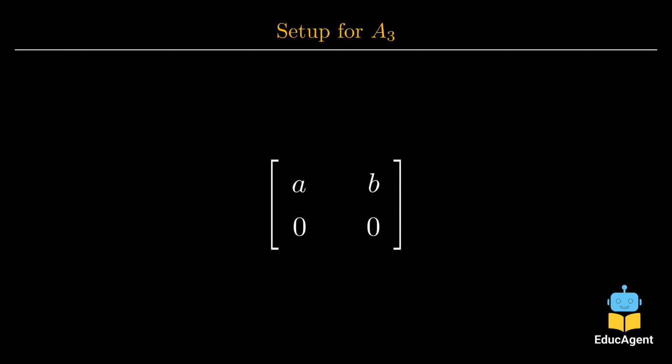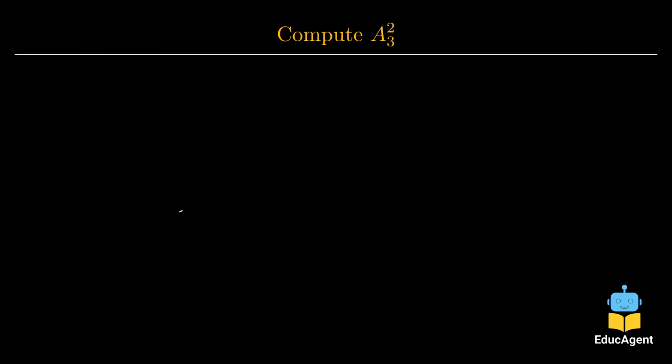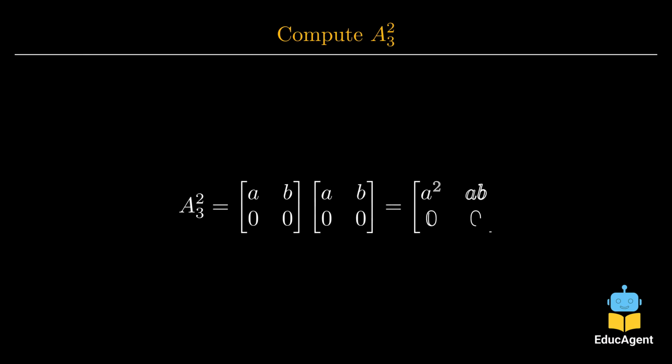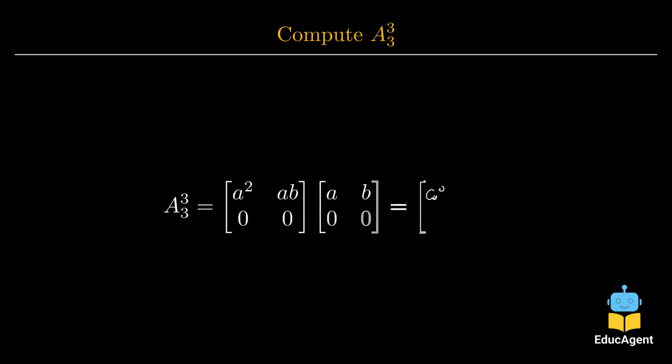Since the second row is 0, any power will keep the second row 0. So we only need to track what happens to the top row. The top left becomes a squared, the top right becomes a b, and the bottom row remains all zeros. Multiplying once more increases the power of a again: a cubed and a squared b, with the 0 row unchanged.